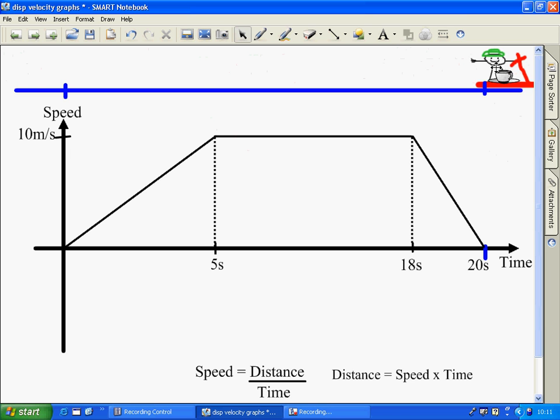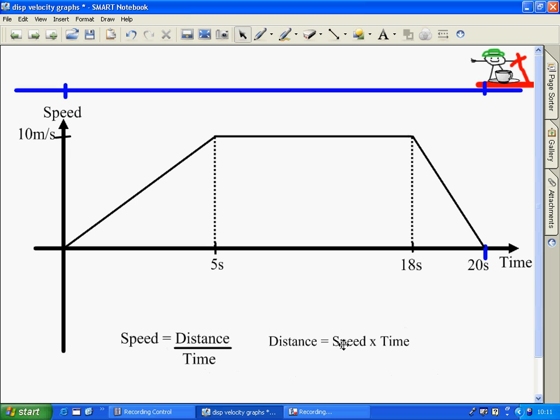Okay, so here, this speed increasing at a constant rate means we have constant acceleration. Here, speed decreasing at a constant rate means we have constant deceleration. Now, similarly to before, we can use equations to work out things from our graphs. Speed is distance over time. Distance is speed times time.